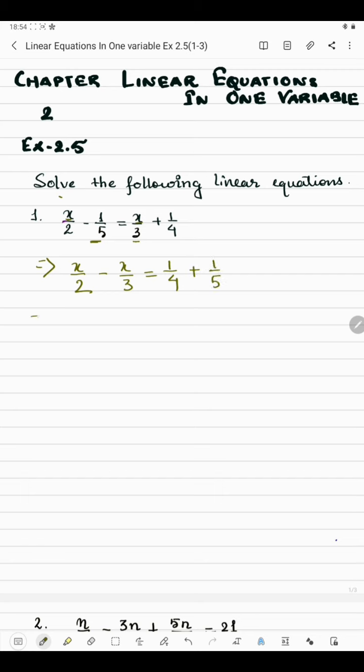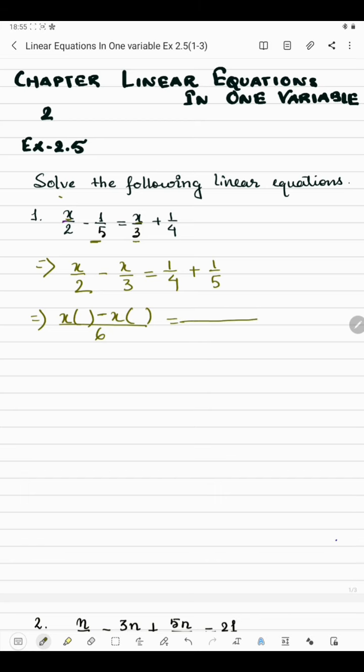Now we'll find the LCM at first. The LCM of 2 and 3 will be 6. Now what should be done here to do the subtraction? Here at first we will just write the numerator from the first fraction, which is x, and then we will put the bracket, and then we have minus sign, so we'll put minus sign, and then again in the next fraction we have x as numerator, and then we will put the bracket.